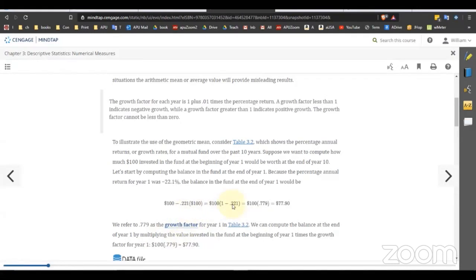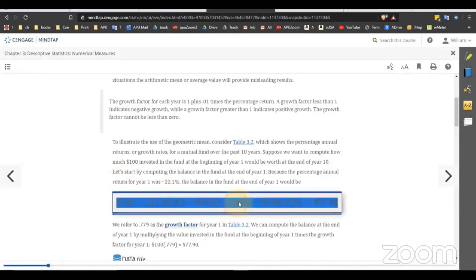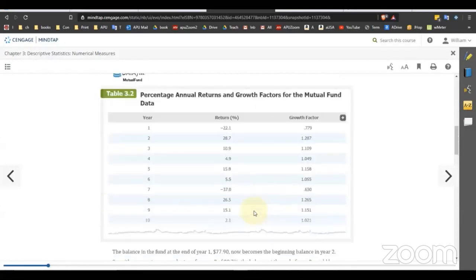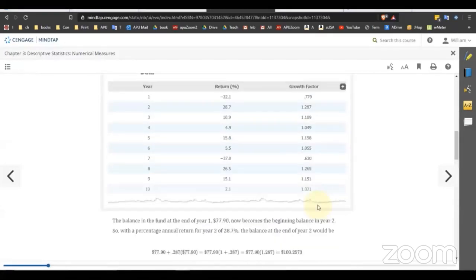So the growth factor is 1 minus the percentage annual return, right? It's 1 minus the percentage annual return that is the growth factor. All right. So anyway, the growth factor is 0.779. Okay, let's keep going. So the balance in the fund at the end of this year was this. That now becomes the beginning balance in year 2.